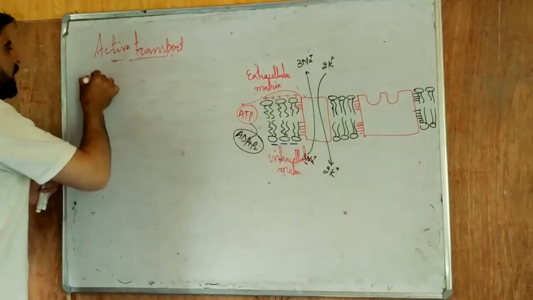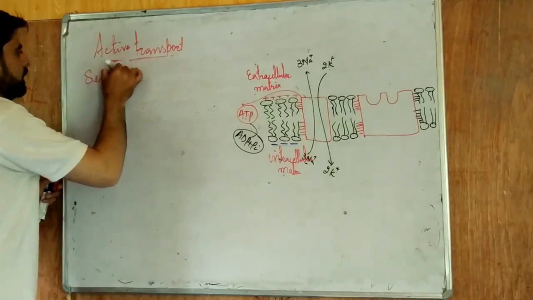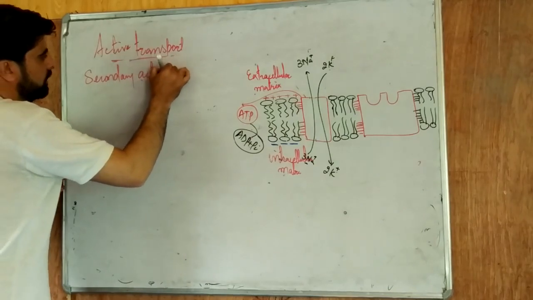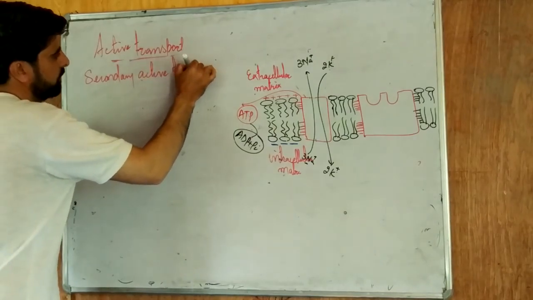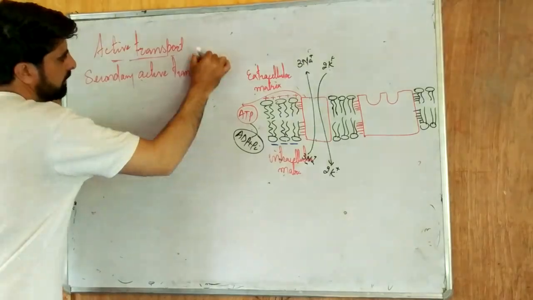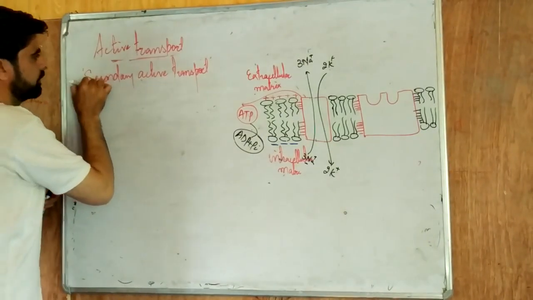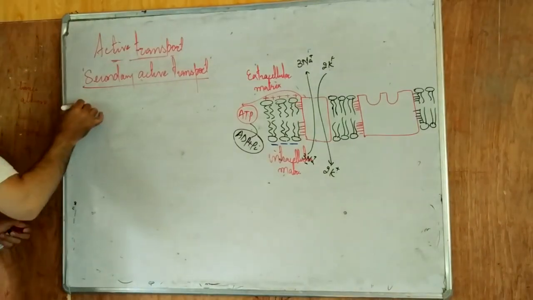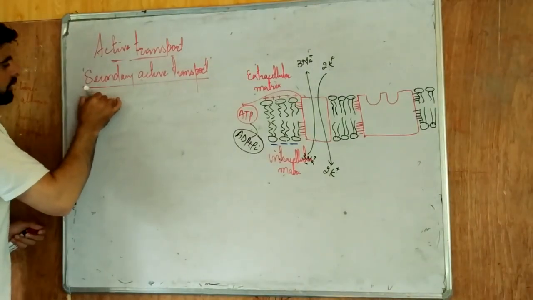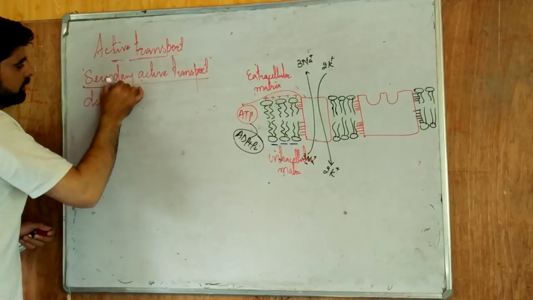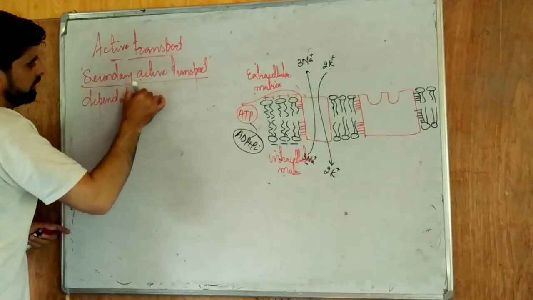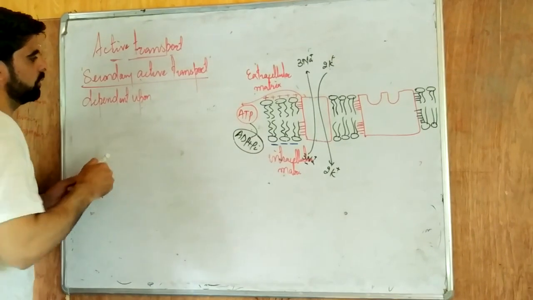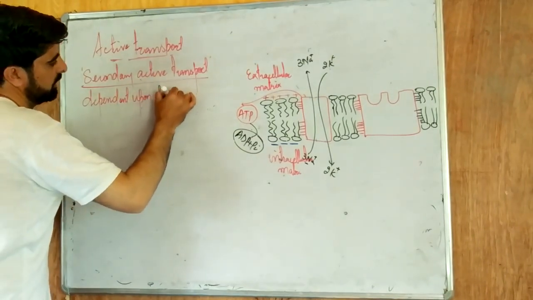The next thing we have is secondary active transport. Secondary active transport is dependent upon primary active transport.